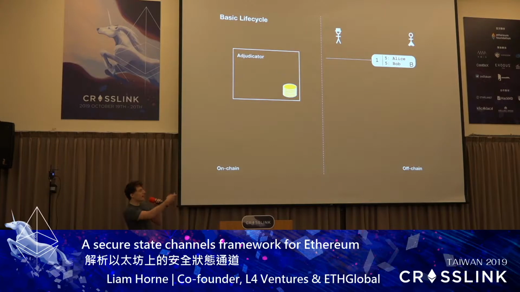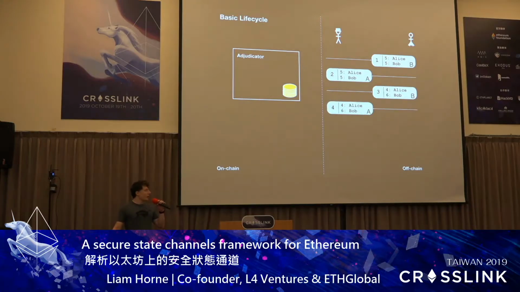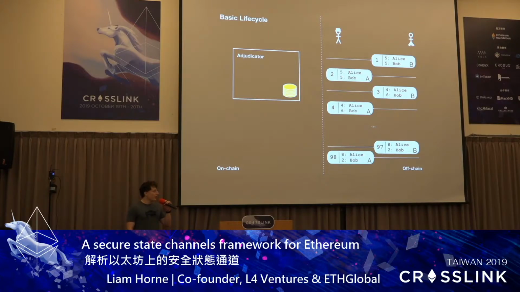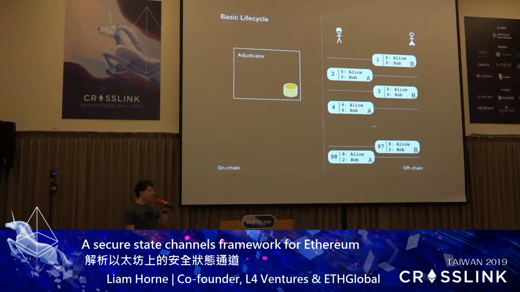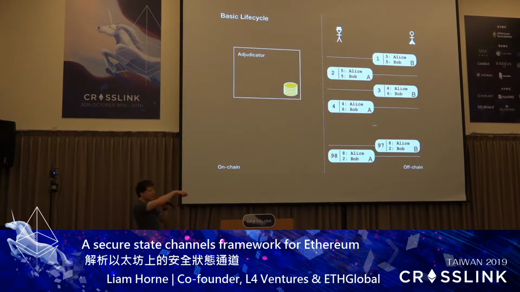Let's say that there's 5 on each side. At the beginning there's 5, 5. Then Alice says, hey, now we're at version number 2, and it's still 5, 5 in this example. Then it's 4, 6 at number 3, and still 4, 6. You do this over and over again until, let's say, you've done this 98 times, and now you have 8 for Alice, 2 for Bob. And all this stuff is just messaging.